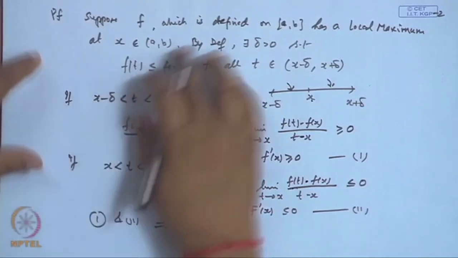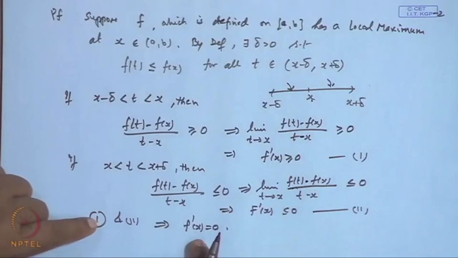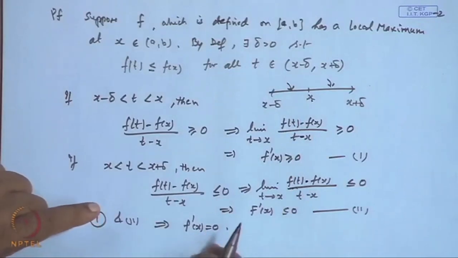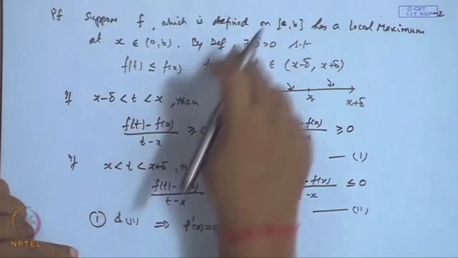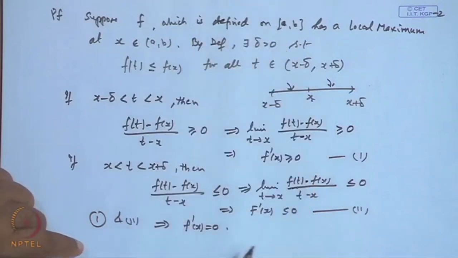So, if it is a local maxima and the derivative exists, then it has to be 0 there, or if it is a local minima and the derivative exists, then also it is 0. But if the derivative does not exist, then also the function may attain the maximum or minimum. So, that is what we have in the corollary here.